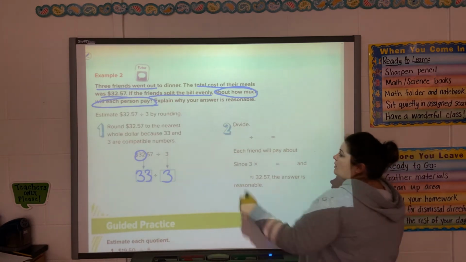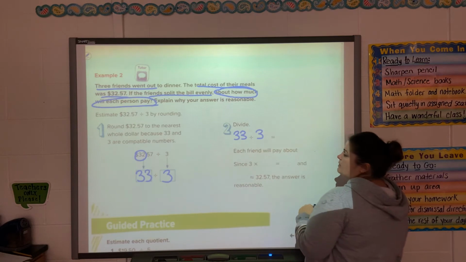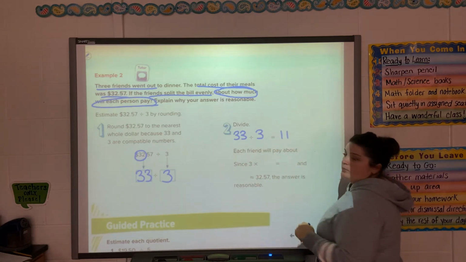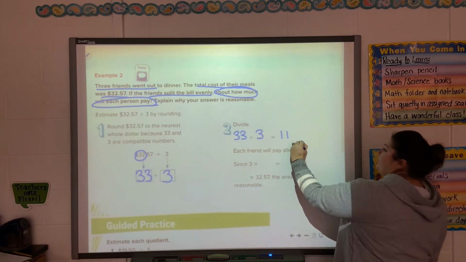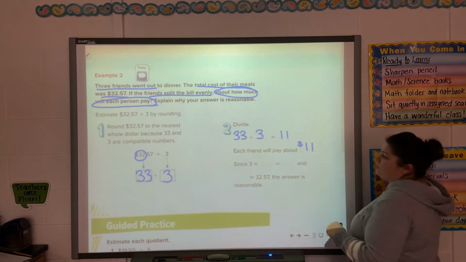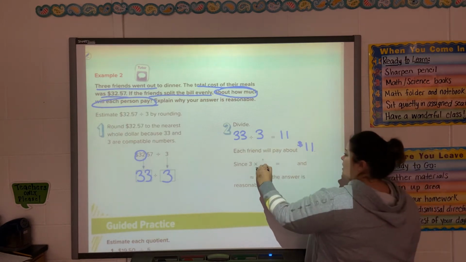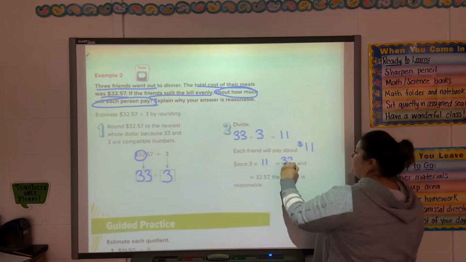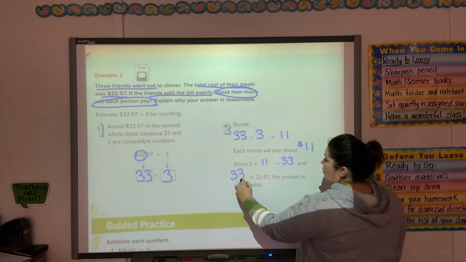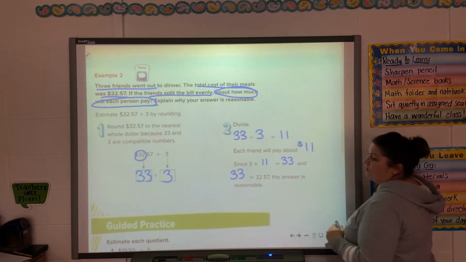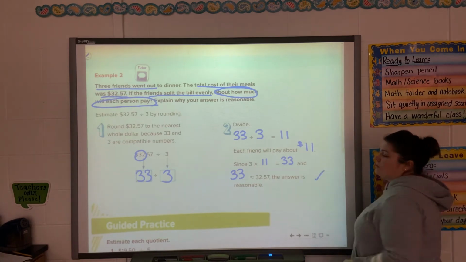So let's divide that out. 33 divided by 3, basic fact, is 11, because 3 times 11 is 33. So each friend will pay about $11. To check our work, since 3 times 11 is 33, and 33 is close to that actual total of $32.57, we know our answer is reasonable.